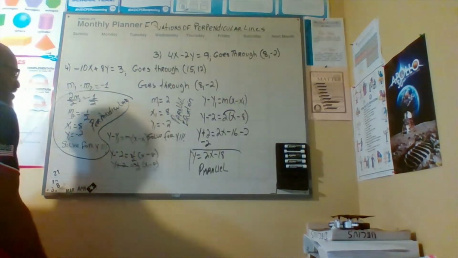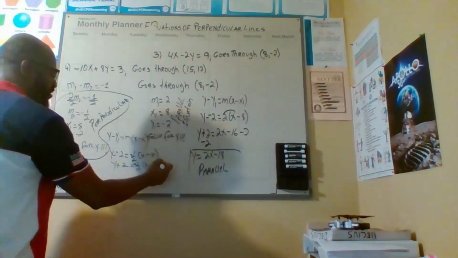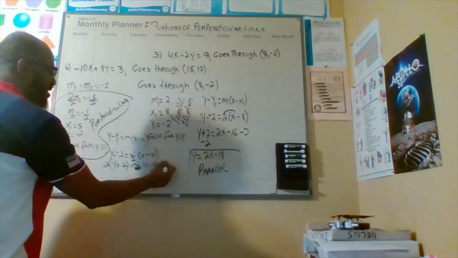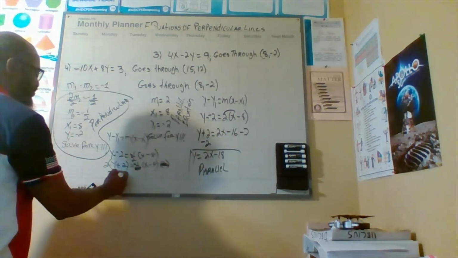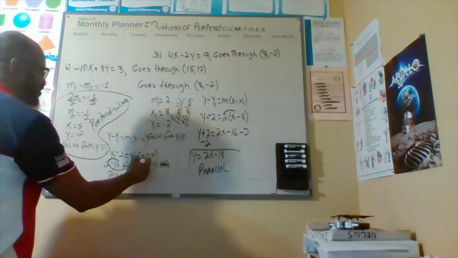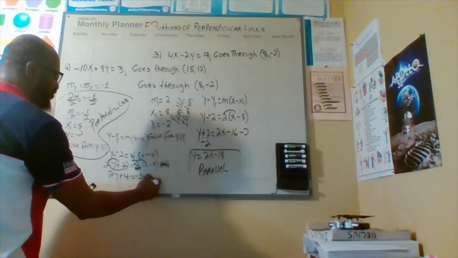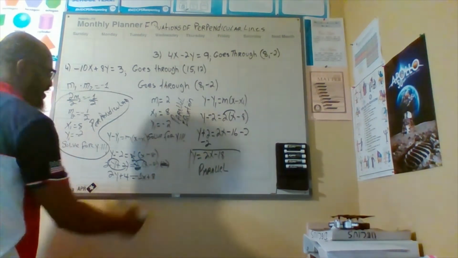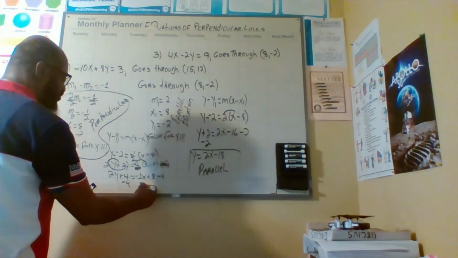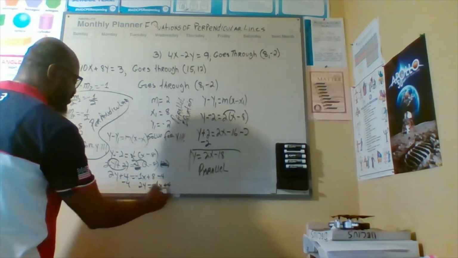When I do my distributive on that side, you distribute -1, and that gives you -1x, and -1 times -8 is +8. Then you subtract 4 on this side, and you will have 2y is equal to -1x plus 4, and divide by 2. The equation that is perpendicular will be -1/2 x plus 2. This is the equation that is perpendicular.